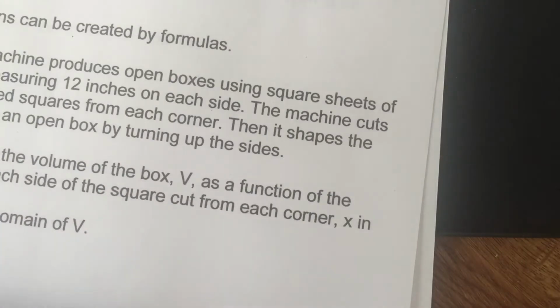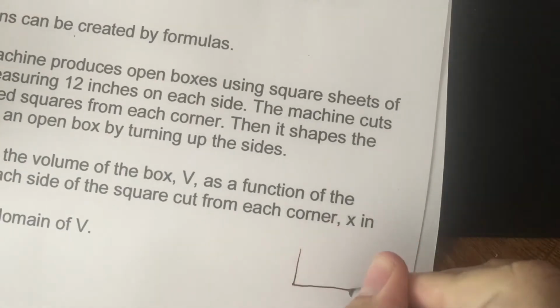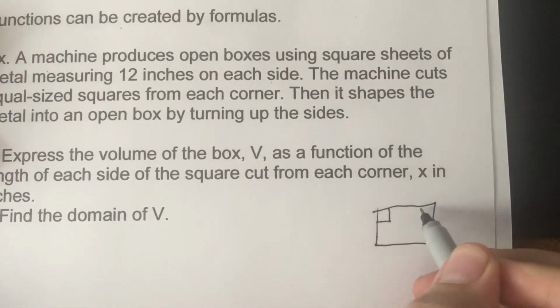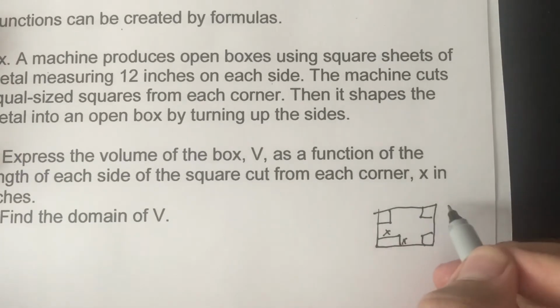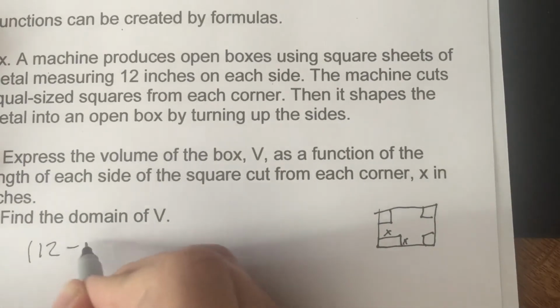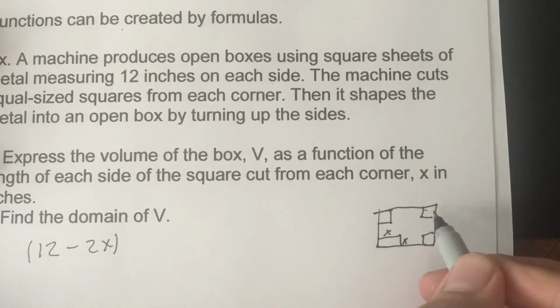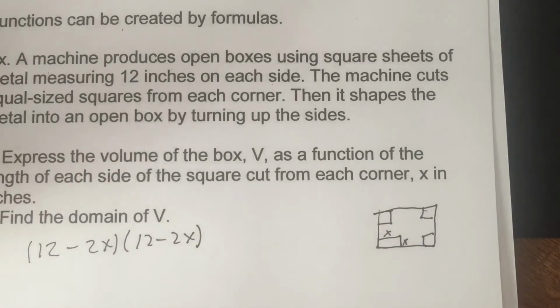If you think about it, each side is going to be 12 inches long, but we're cutting an x amount from each side. So when we're expressing the volume of the box, if this is the sheet of metal, we're notching out each corner, an x amount from each side. So each side is going to be 12 minus 2x: x for this side, x for this side, and then whatever's left in the middle. Now there are two of those sides. And then lastly, our height is going to be whatever that x is.